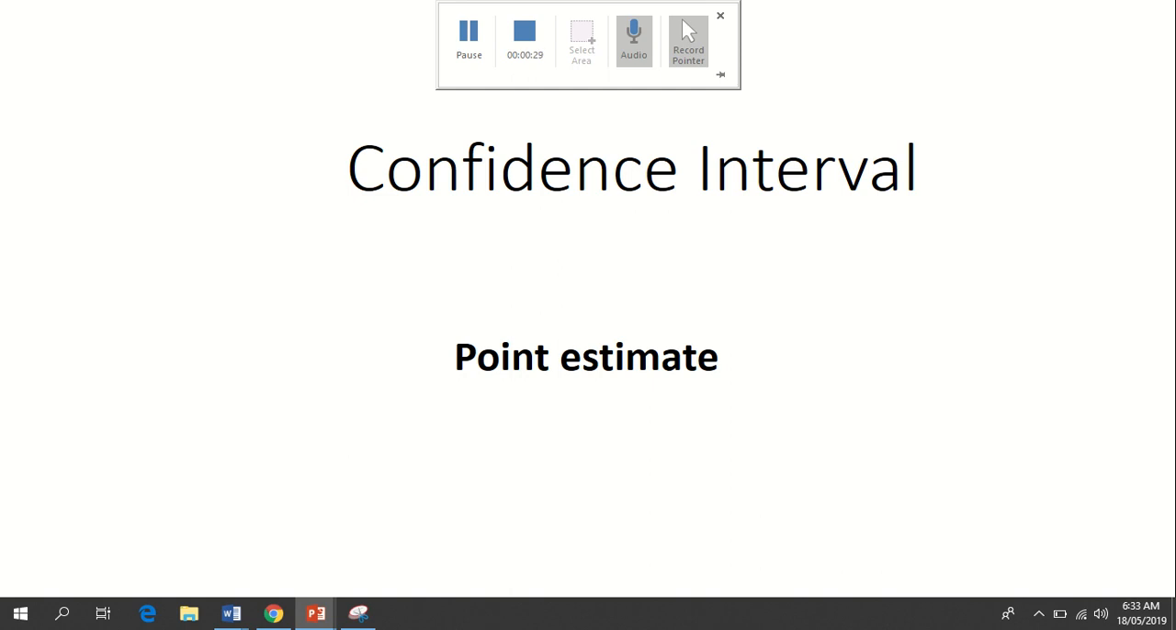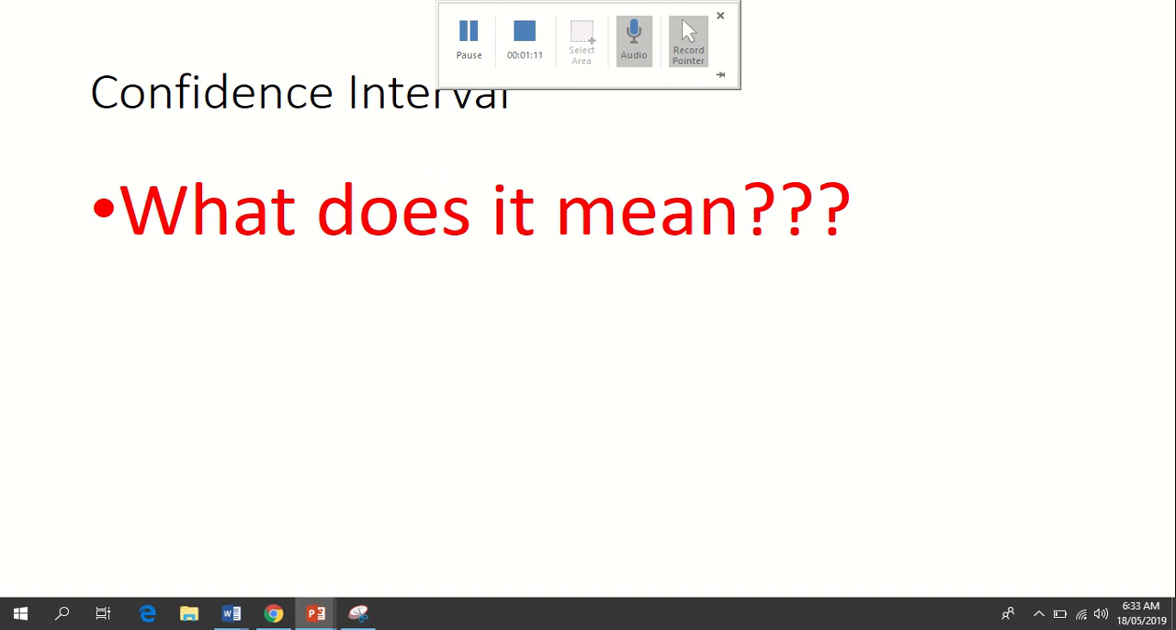A point estimate is a parameter used to estimate a population. For example, I want to work out the average weight of apples. I take a sample of 300, weigh those apples, work out their average, and that average would be a point estimate of the population, because I'm using that average, the mean of the sample, to predict the mean of the population. So if any parameter is used to estimate a population, that parameter is called a point estimate.